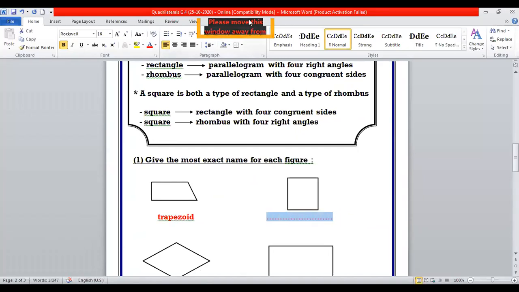The second. What is the name of this figure? Yes, Yusuf. What is the name of this quadrilateral? Square. Yes, this is a square. As we said, in the square, all sides are equal in length and all angles are right angles. It will be a square.